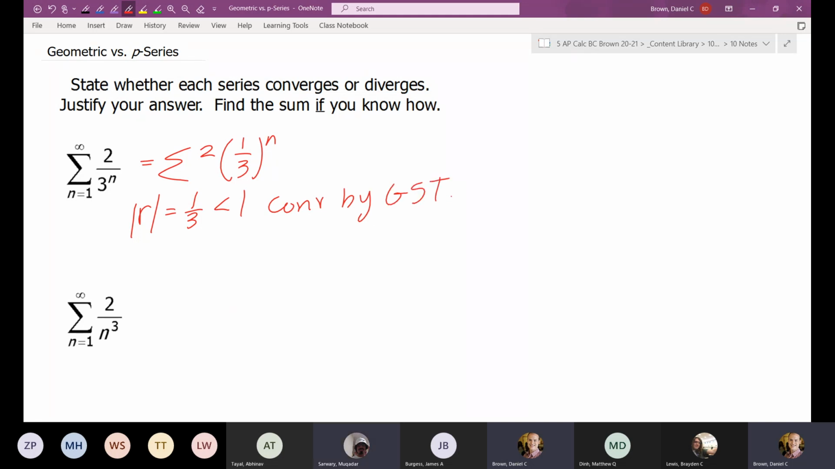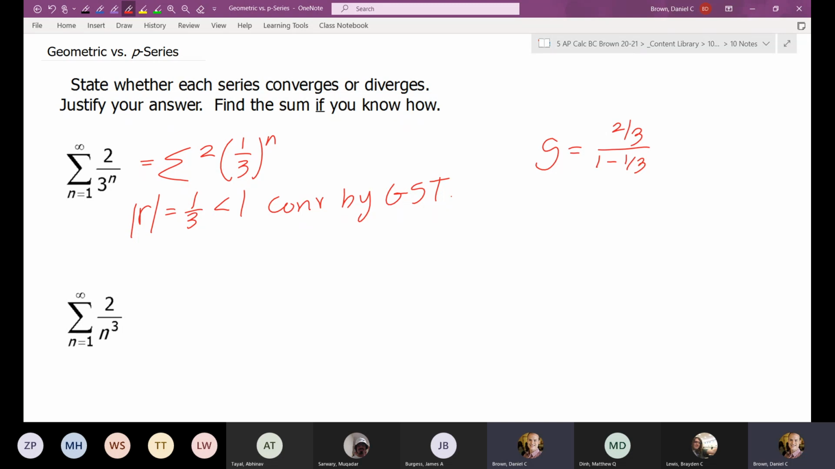Mr. Brown, how did you know? So this is a geometric one. We do have a sum formula. The sum of a geometric series is the first term, which in this case would be 2/3, divided by 1 minus the common ratio. Looking at that second one, clearly that first one was a geometric one, but why is that second one clearly our p-series test?